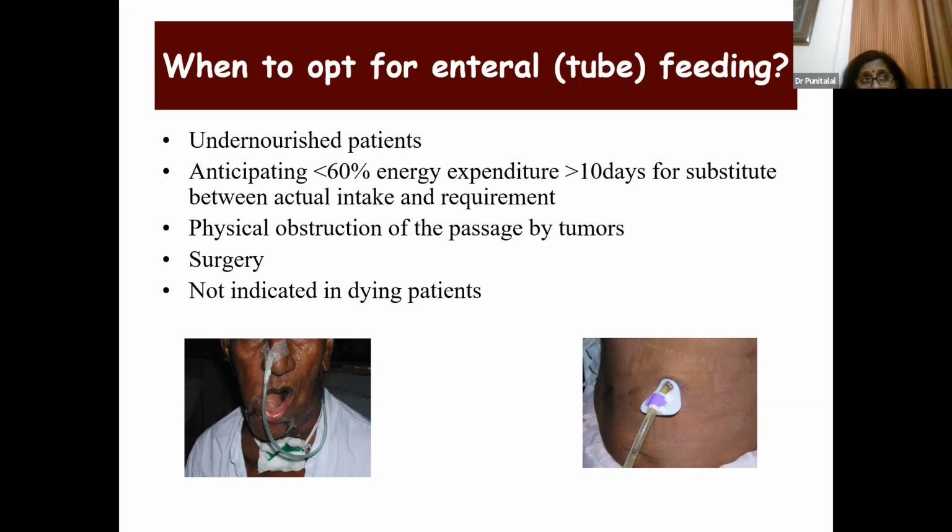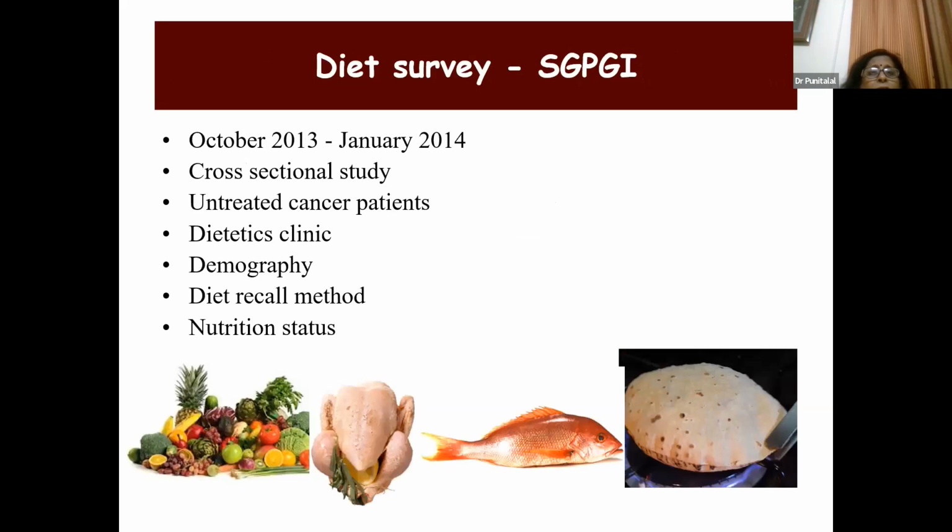Also, when the tumor is still present before treatment or in the early part of treatment, when it is physically obstructing the nutritional passage, you should again opt for enteral feeding. Surgery is, of course, an important area where inevitably nasogastric tubes are put. And we do not recommend it in dying patients. Our threshold again rises when the patient reaches the terminal phase, because their nutritional requirements are low. We are looking at giving comfort to such patients.